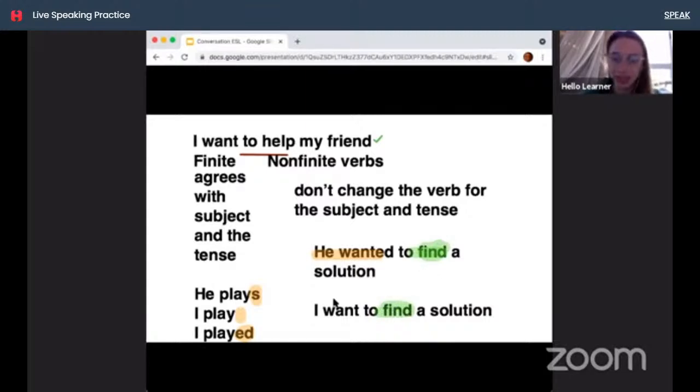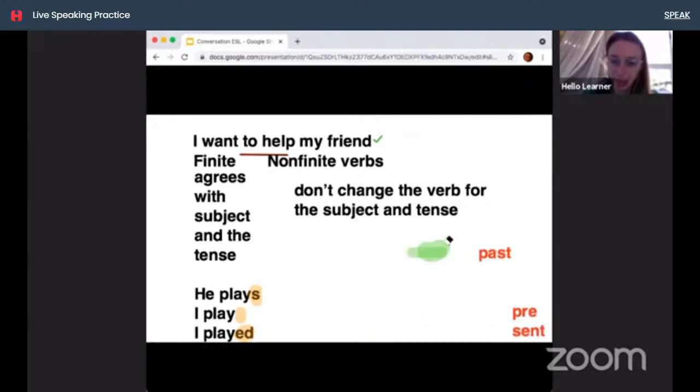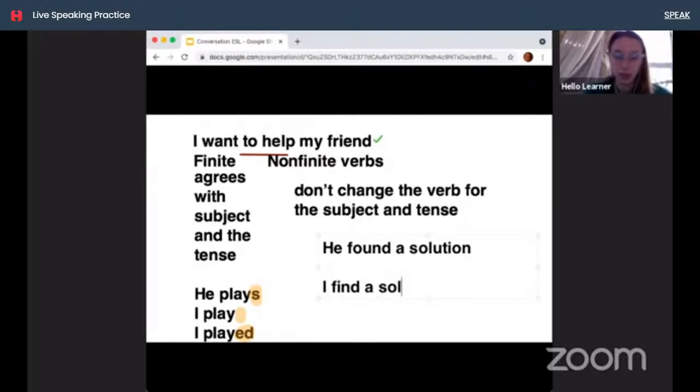The want is changing. It is a finite verb here, but the find isn't, even though the tense is changing, even though this is past tense and this is present. But again, if we changed how the sentence is made, so if we got rid of he wanted, and instead of want, we just use find, it's something that's actually happened, then we could make it finite. So you could say, he found a solution. I find a solution. So again, present, it's changing. Past, it's changing. So here it is a finite verb. Does that make sense, Bipul?